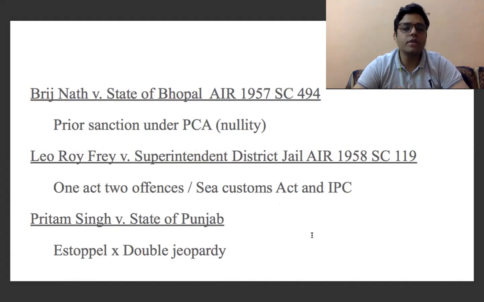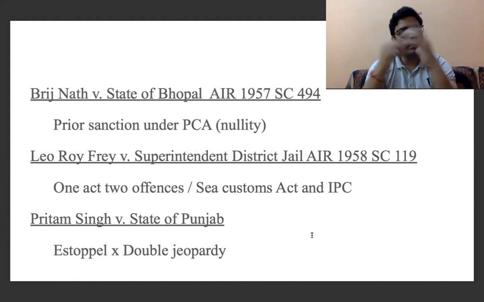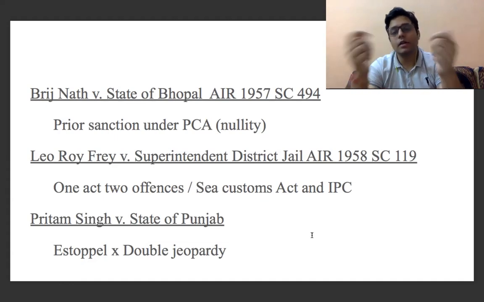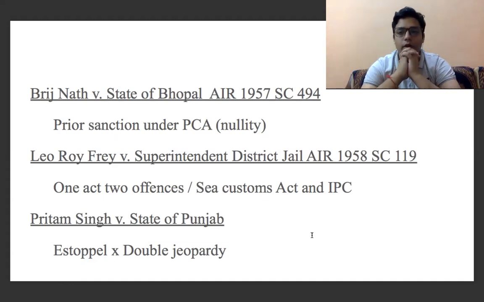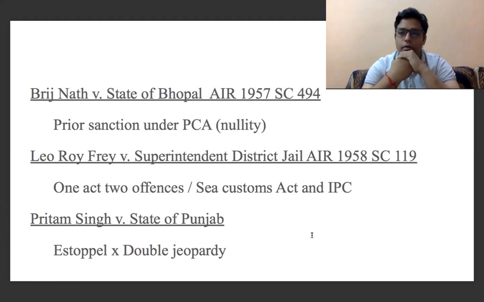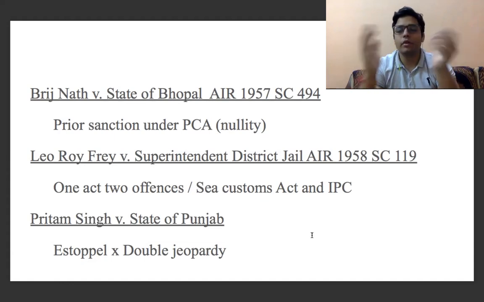Another case was Brijnath versus State of Bhopal. This is a case of 1957. In this case, what happened was that particular persons were prosecuted under the Prevention of Corruption Act. But you see, there are certain sections of this act which require that for prosecuting certain ministers or members of parliament or state assemblies, you have to take prior sanction of that particular authority. In this case, that prior sanction was not taken, and proceedings were initiated.